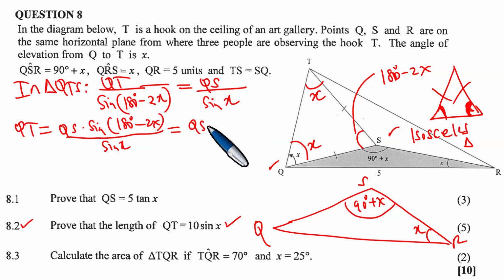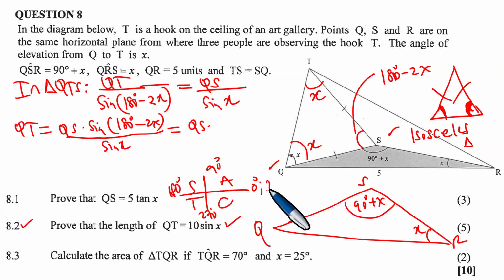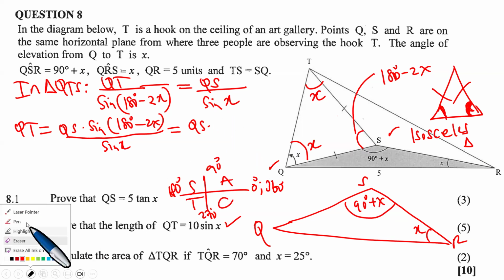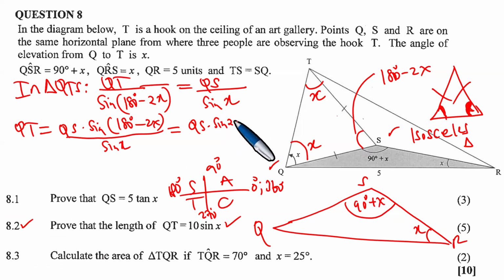In which quadrant is 180 minus 2x? 0, 90, 180, 270, 360. So 180 minus 2x is in the second quadrant, where the sine is positive by the CAST rule. So it's going to be exactly the sine of 2x, divided by the sine of x.